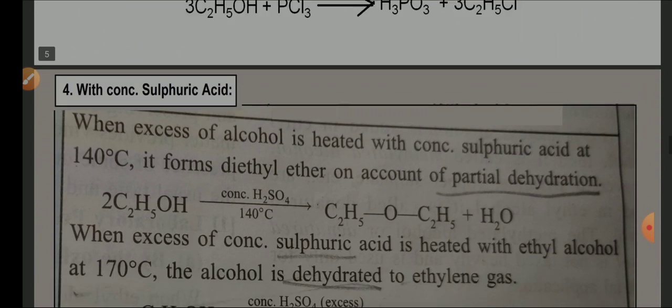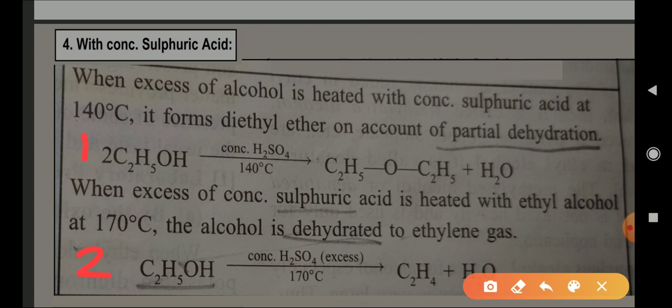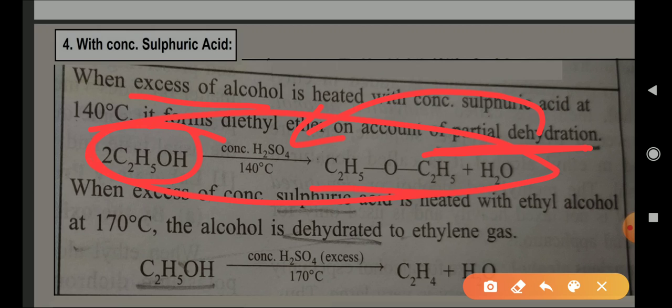The next one is important, with concentrated sulfuric acid. Now, the reaction of alcohol with concentrated sulfuric acid. Now if you see, there are two steps here. Step number 1 and step number 2. In step number 1, this is the ingredient that we require to react with concentrated H2SO4 at 140 degrees centigrade, but this one is in excess. So here excess of alcohol. So what is it going to form? Diethyl ether. What is the reaction? Partial dehydration. The whole equation is an example of partial dehydration.